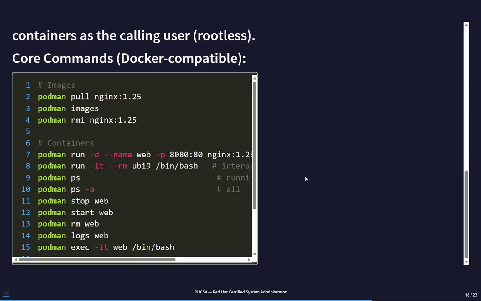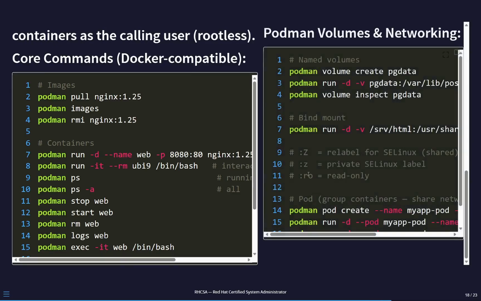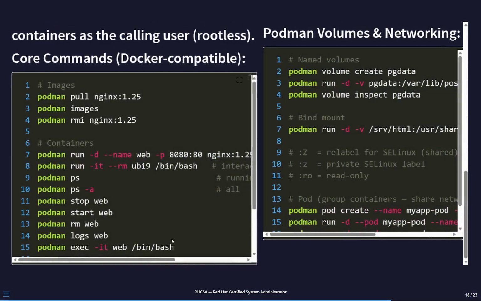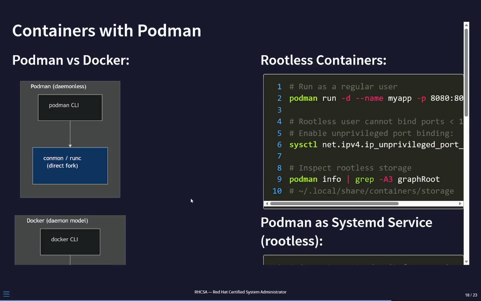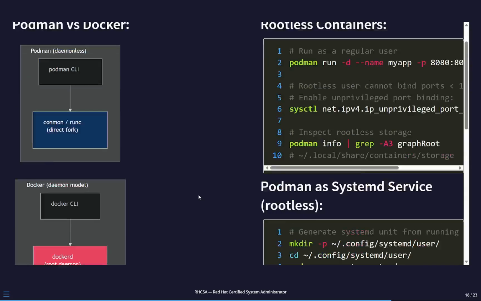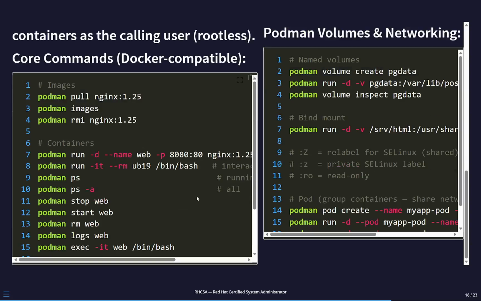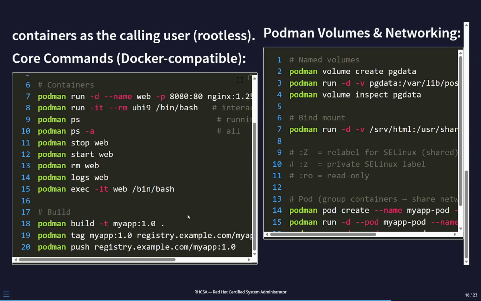The key difference is rootless containers. Podman can run containers as a regular user with no root privileges. Rootless containers cannot bind to ports below 1024 by default, and storage goes into the user's home directory at ~/.local/share/containers. The :Z volume mount flag is RHEL specific and important.